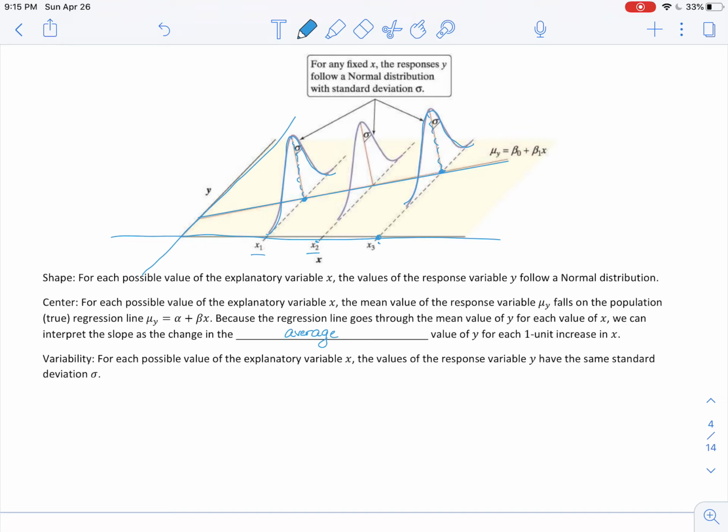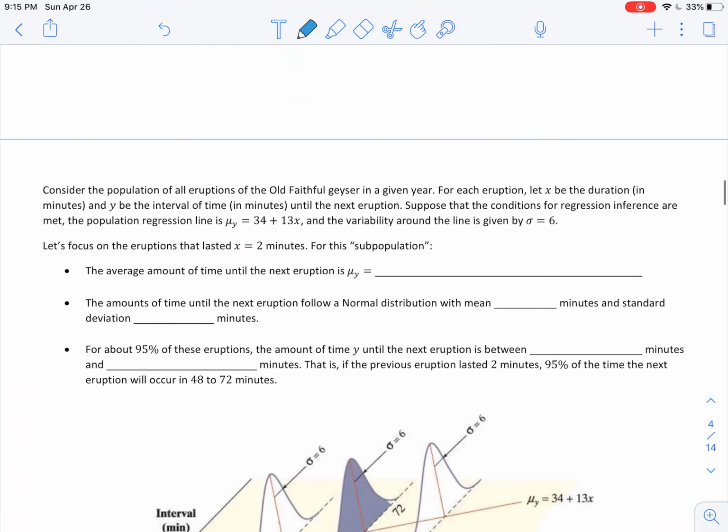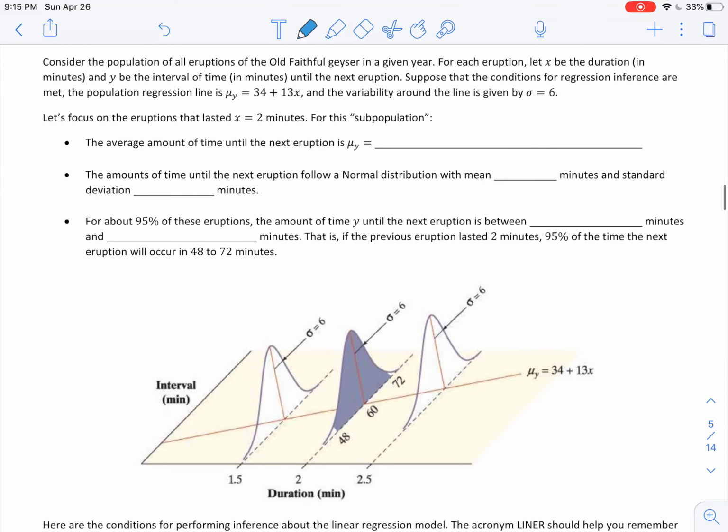The variability, we're talking about how spread out these normal distributions are. For each possible value of x, so each stop you can make on this x-axis, the values of the response variable y will have the same standard deviation sigma. So you're not going to get one that's really shallow and one that's super sharply peaked. You're not going to have that. They're all going to have a center on this line, and their variability, how spread out they are, how wide these distributions are, is going to be identical.